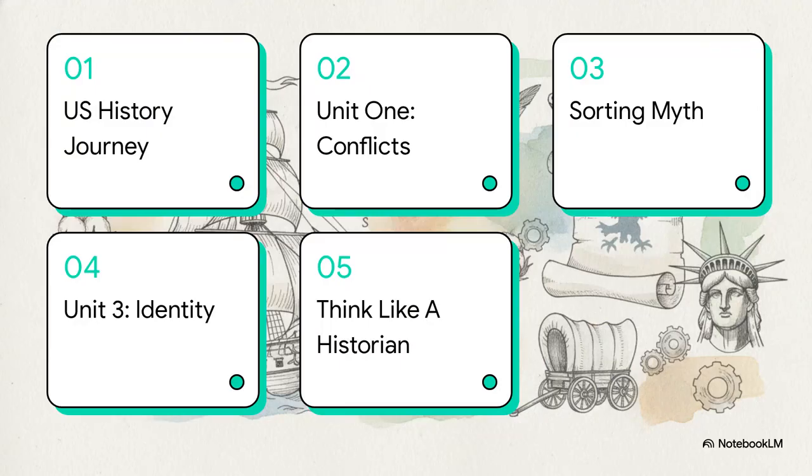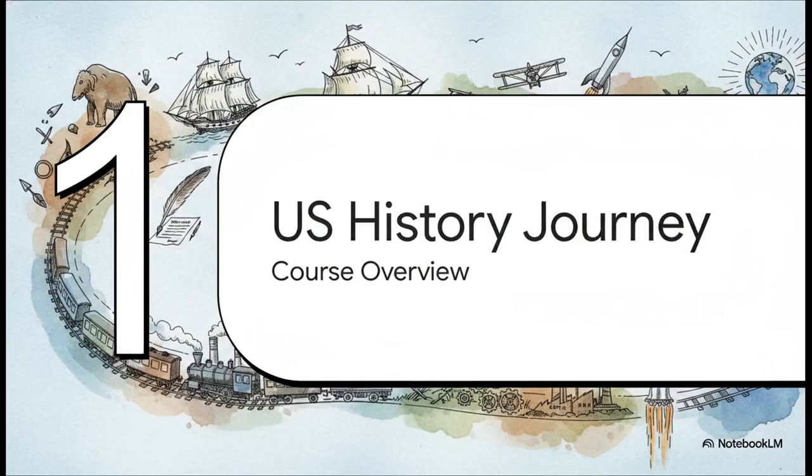Here's our roadmap for this assessment rehearsal. 1. Your U.S. history journey. 2. Unit 1, Early conflicts. 3. Sorting myth from history. 4. Unit 3, Forging identity. And 5. Thinking like a historian. Let's jump right in. Section 1.